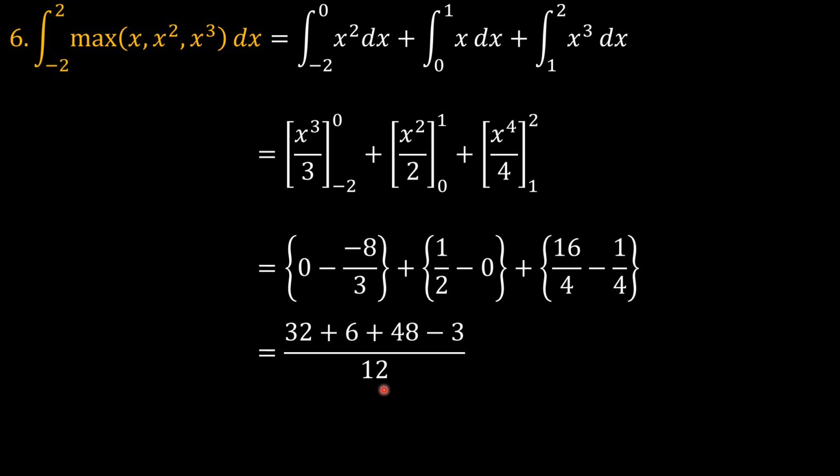And then we have 12 divided by 4, which is going to be 3. 3 times 16 is 48. 12 divided by 4 is 3, 3 times 1 is 3, so we have minus 3. And 48 plus 32 is going to be 80, plus 6 is 86, minus 3 is going to be 83. So the answer is 83 over 12.